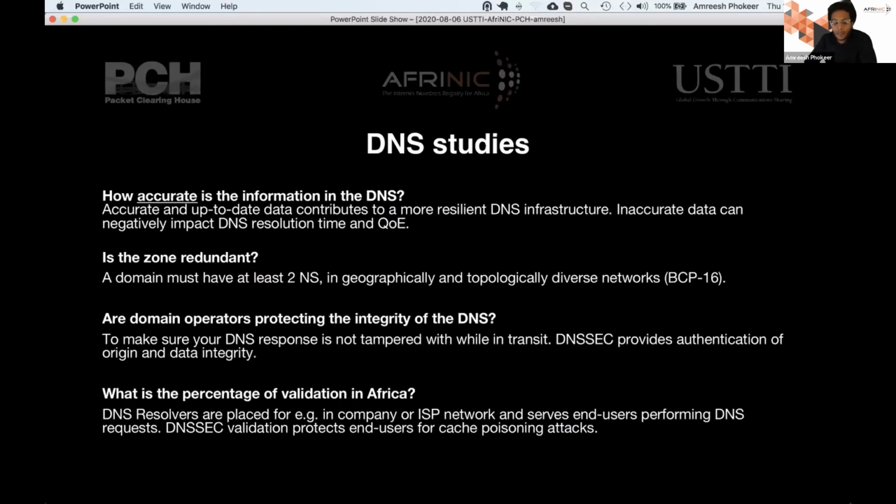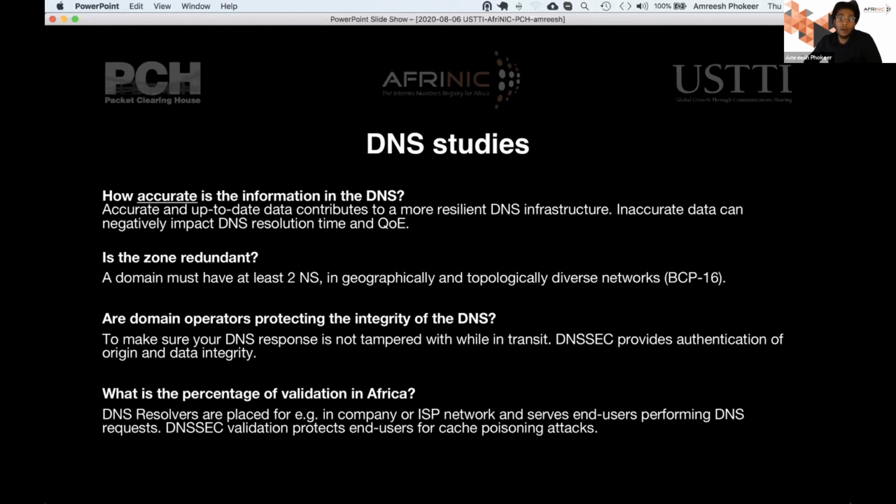So in the past and also currently, we are doing a few studies. Of course, we are interested in the health of the DNS infrastructure, namely the reverse infrastructure, but we're also interested in understanding what's happening, for example, in the ccTLD space in Africa. So there are, I would say, maybe four main questions that we are asking ourselves.